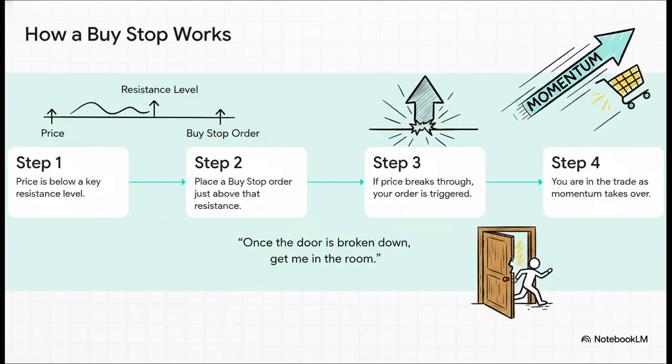Here's how it plays out. Imagine there's a heavy resistance level just above the current price. You place your buy-stop order just on the other side of it. If the market shows enough strength to punch through that ceiling, your order gets triggered and you're in the trade just as it's taking off. You're basically hopping on the train right as it's leaving the station.